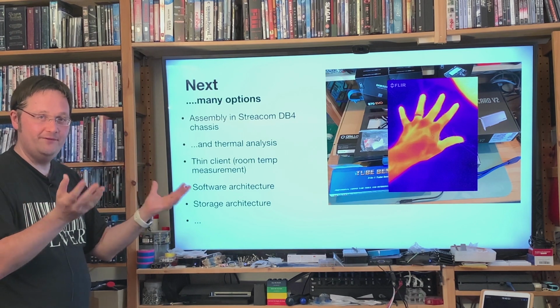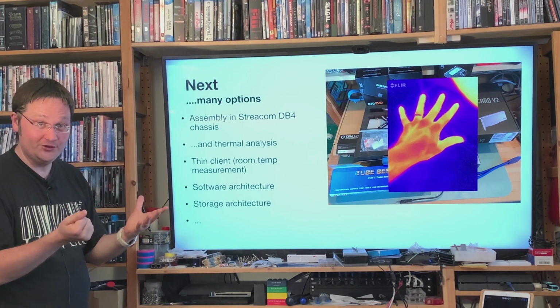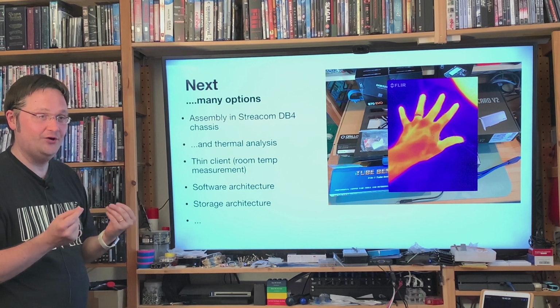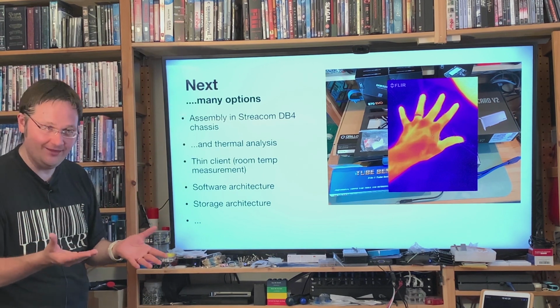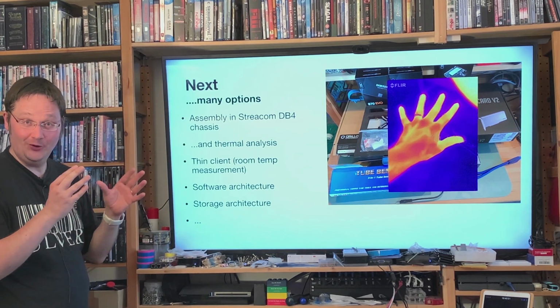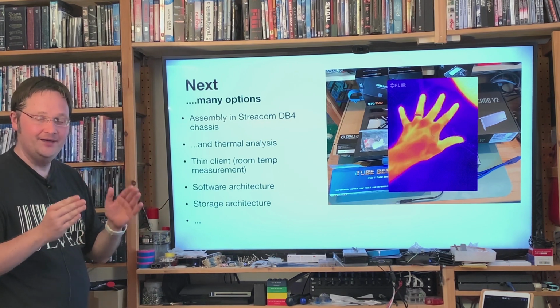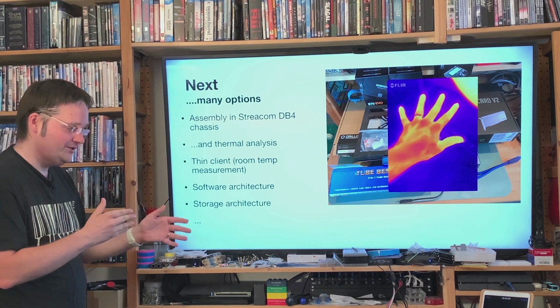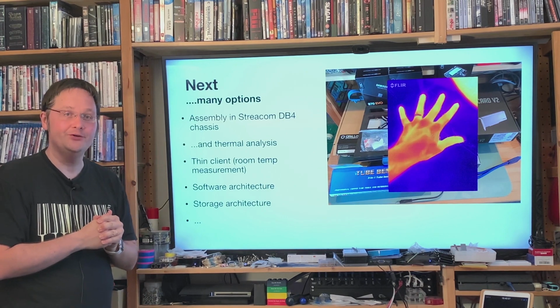So what is going to be next? Of course, finally we'll be moving into the Streacom DB4 chassis, and it will be a very interesting question how the thermal behavior is in there. I'm really interested in how the CPU thermals will look compared to the 64 degrees that we measured there with the Noctua D14 cooler.